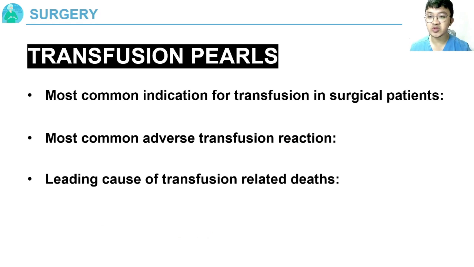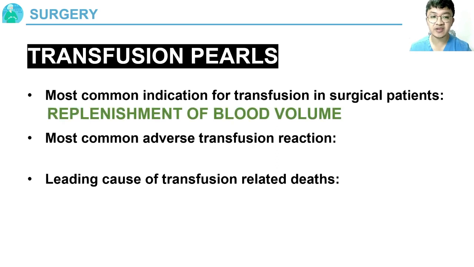For transfusion pearls, what's the most common indication for transfusion in surgical patients? It's the replenishment of blood volume. So if you want volume, you give whole blood. If you want to reestablish the oxygen carrying capacity of blood, you give packed RBCs. If you want to replace your plasma, you give FFP. If you want to replace specific coagulation factors, you give specific coagulation factors. If you want to give fibrinogen, you give fibrinogen. However, if there's no concentrated fibrinogen, you can give your cryoprecipitate.